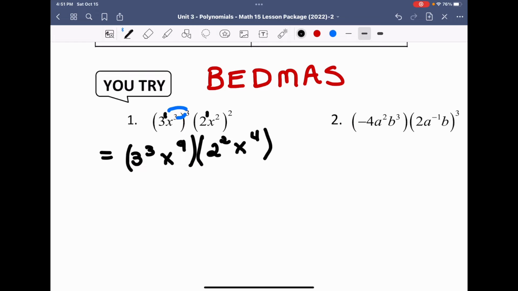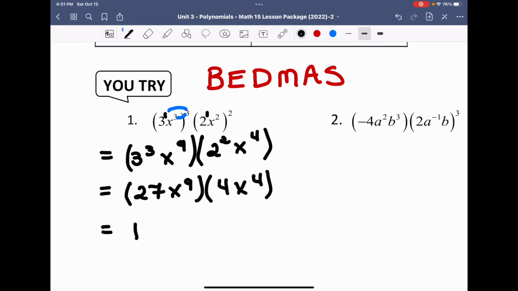All right, now I want to simplify those numbers here. We have 3 to the 3, which is 27, x to the 9, times 2 squared is 4, x to the 4. And now I can multiply these by product rule. 27 times 4, that's going to give me a total of 108. And then by product rule, for the x times x, we keep the common base and add the 9 plus 4, which gives us 13. So our final solution is 108x^13.